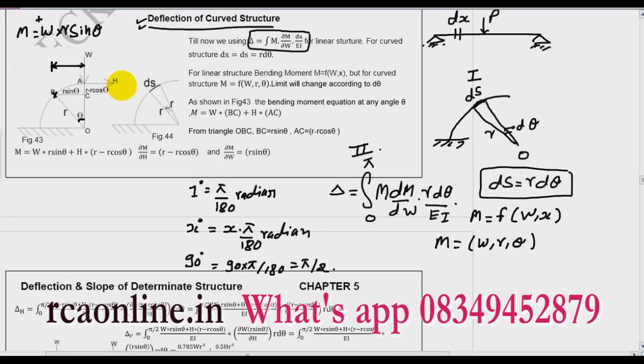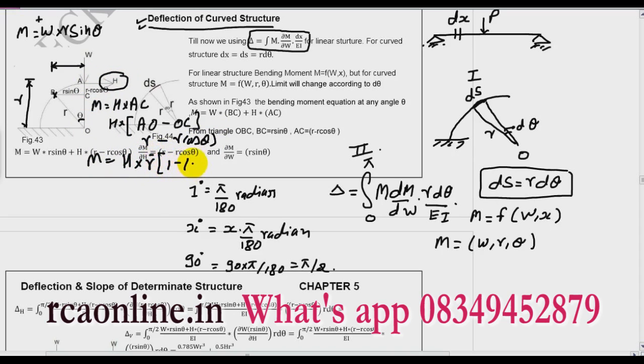Now what is the bending moment due to this H? This is H into this lever arm, means H into AC. And what is this AC equal to? This AC is equal to this AO minus OC. So AC is AO, this complete length, minus this OC. Now what is AO? AO is the radius, so this is R. So this is R minus OC. Now what is OC? From this triangle you can say OC is R cos theta. So what is my bending moment because of this H? This is also positive clockwise. So H into R, 1 minus cos theta.